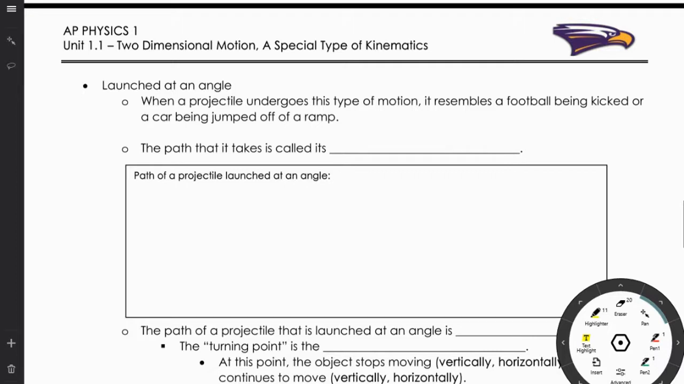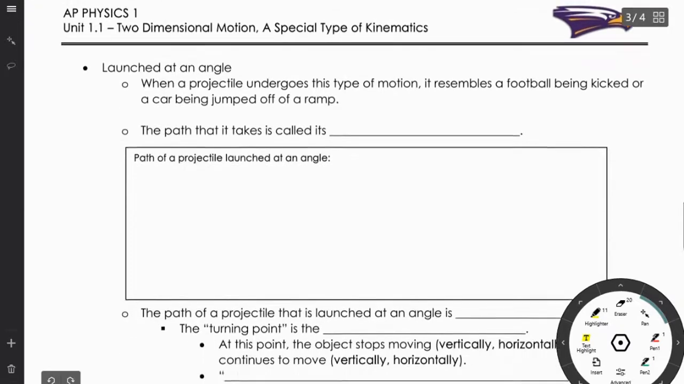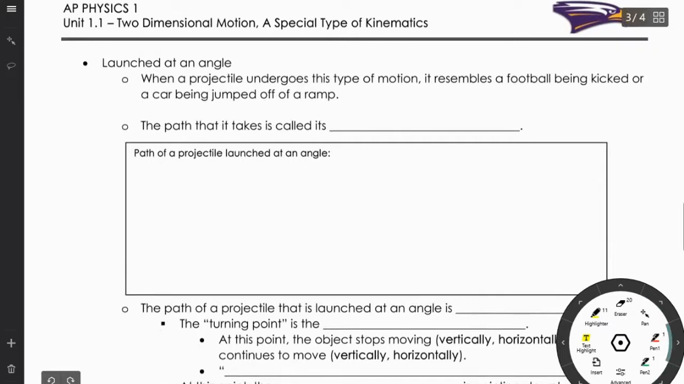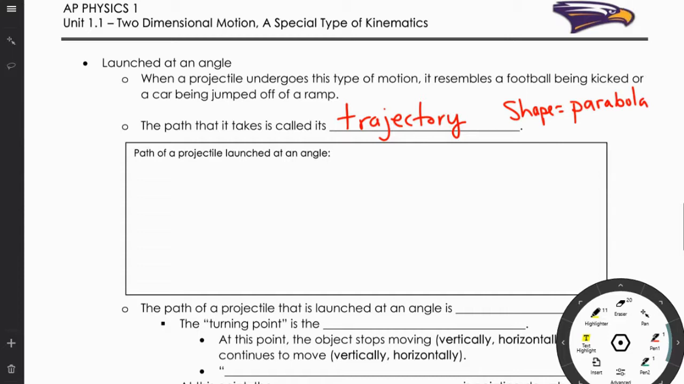Okay, so the thing is that it's going to be directed up towards a specific point. The path that it takes, is panning, not penning, is what is called the trajectory. So this is the path it takes. Now the shape, and this may be a question that pops up in a multiple choice, but the shape is a parabola. So there's a difference between the shape and the path. The path is trajectory, the shape is parabola.